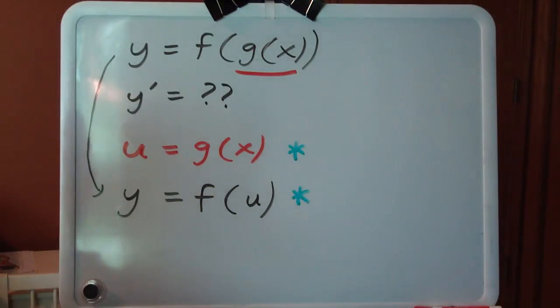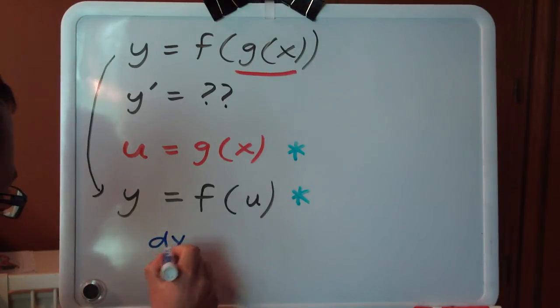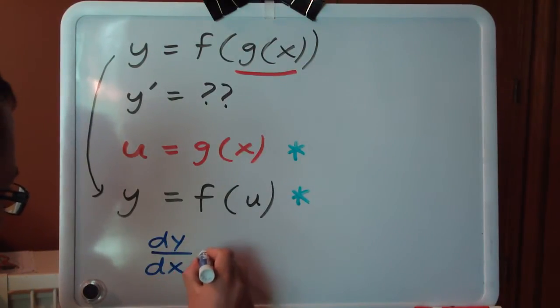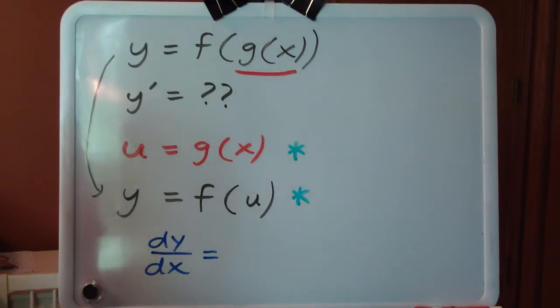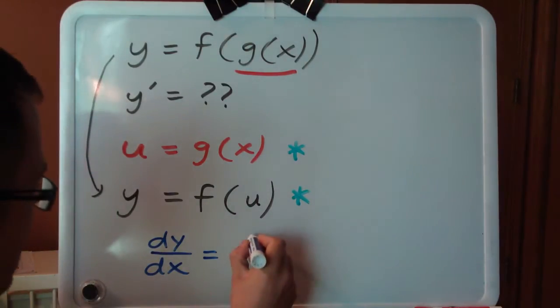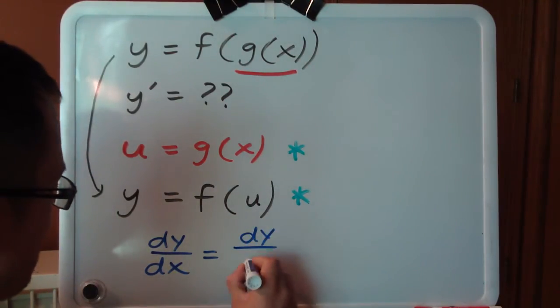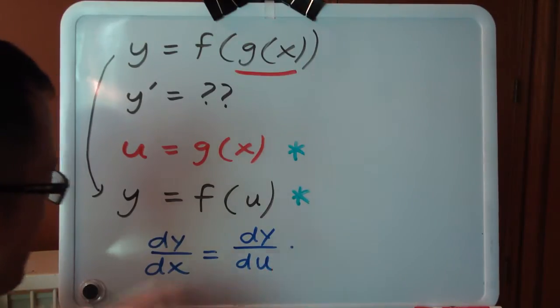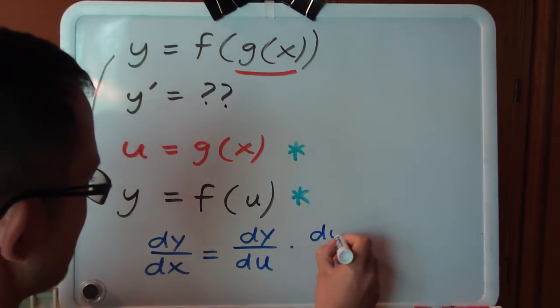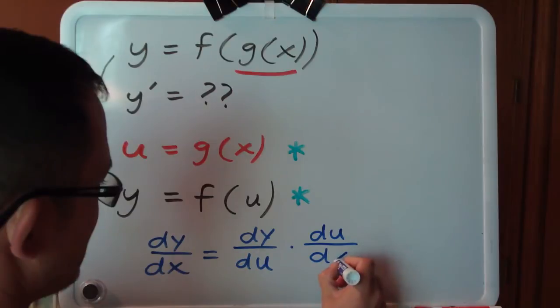Okay, once we understand that, then the chain rule is actually fairly simple. I'll write it down here, dy dx, right? How you find the derivative. So dy dx here is given by dy du. And then we multiply it by another derivative, and that is du dx.